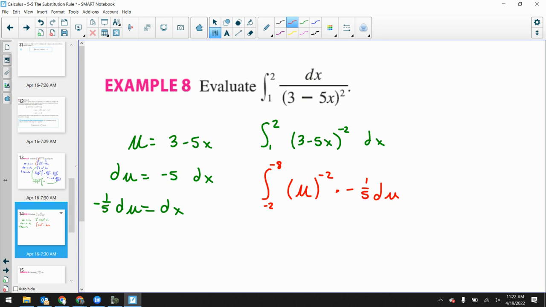Wait a second. No. Just our u. Just going through u. What did I do? Oh, yeah. 3 minus 10 is negative 7. Whoa. Yikes. I was like, why do I have a 7?